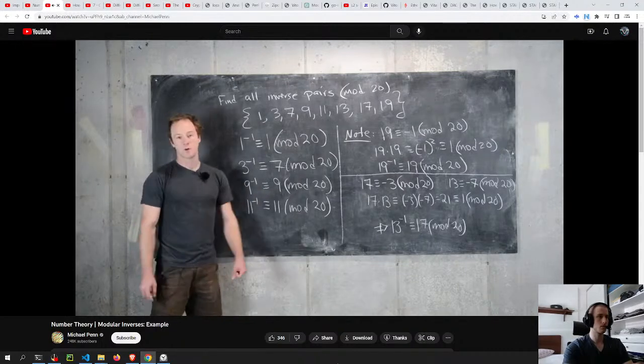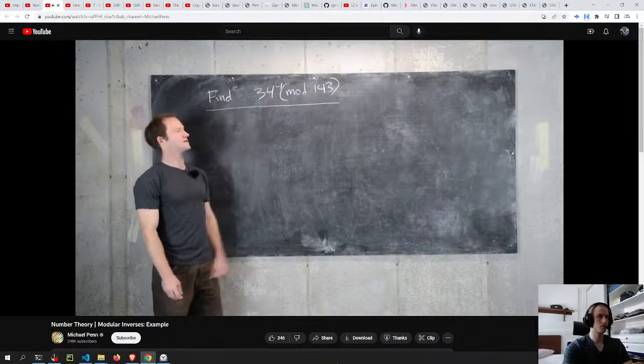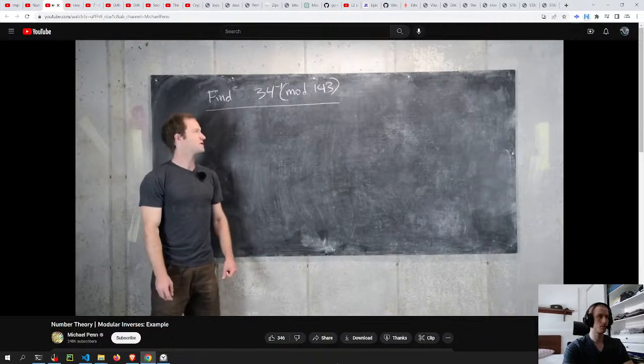Okay, good. So with a number like 20, it's not so hard to guess and check the inverses. So let's look at another example where we have to do a little more calculation. Okay, so now we want to look at this slightly more difficult problem, which is finding 34 inverse mod 143.